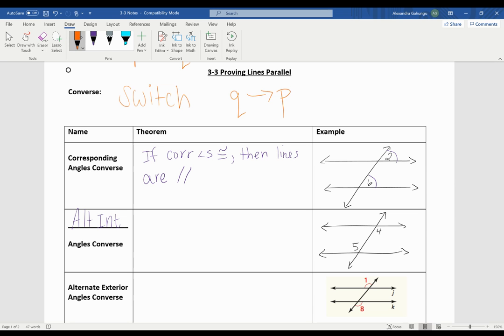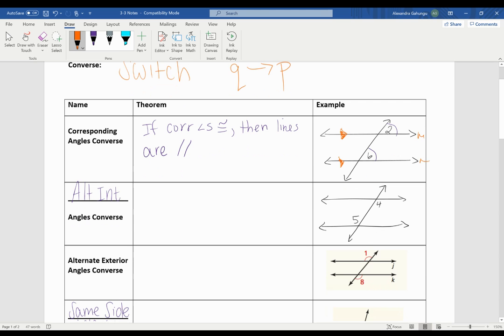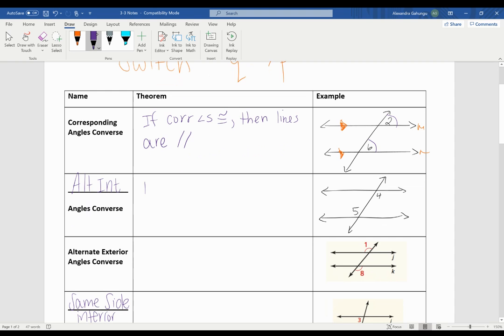So now, since angle 2 and angle 6 are corresponding angles and are congruent, then our lines, and we'll call them M and N, now we know that our lines M and N are parallel. So the converse is now going to be true. Same thing with our alternate interior angles. If our alternate interior angles are congruent, so we're starting with congruent angles, then we can say our lines that are cut by a transversal are parallel.